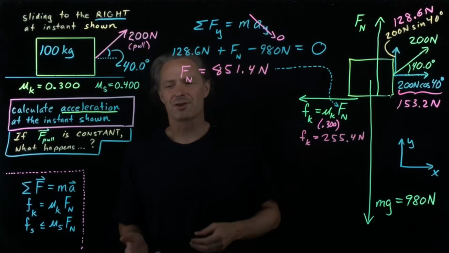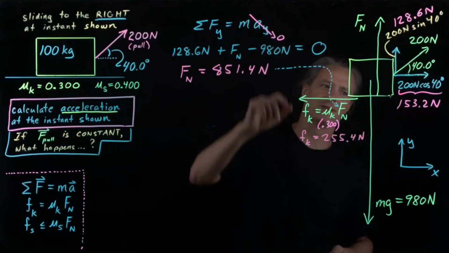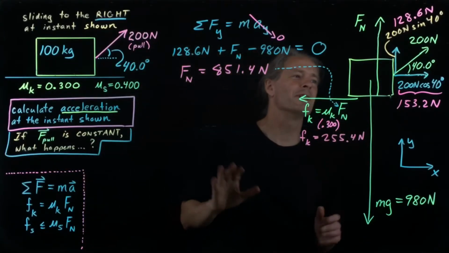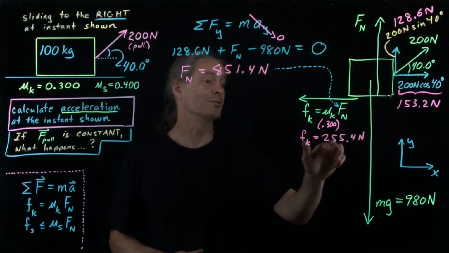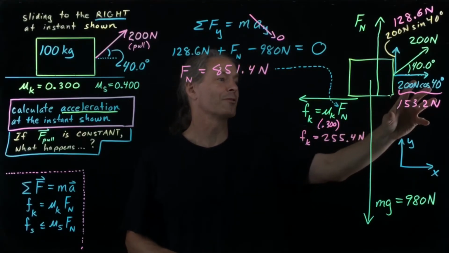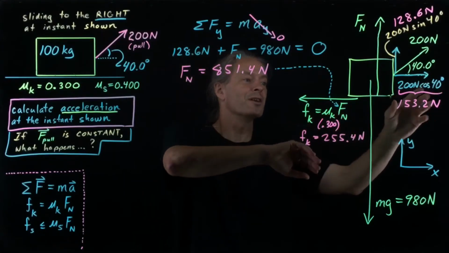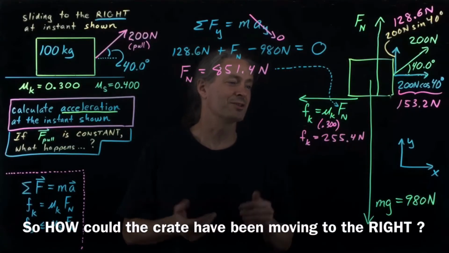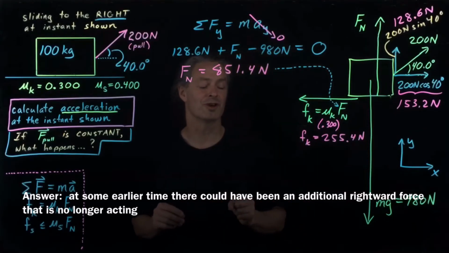So now we can turn our attention to the x direction. We know there's no component of the acceleration in the y direction, but there will be a component in the x direction. We only have two x component things. We've got this, 255.4 newtons to the left and 153.2 newtons to the right. Clearly this is going to outweigh this, so the acceleration will be to the left. In our coordinate system, that means the x component of the acceleration should come out negative.